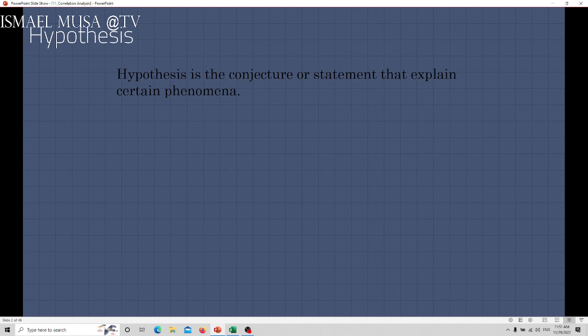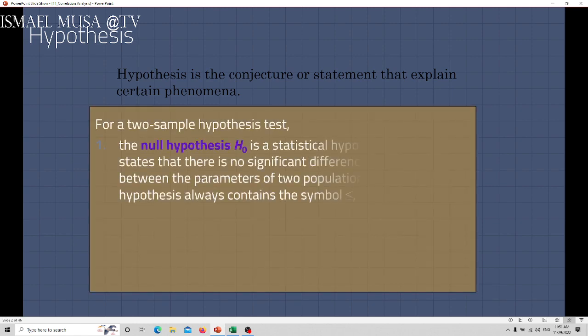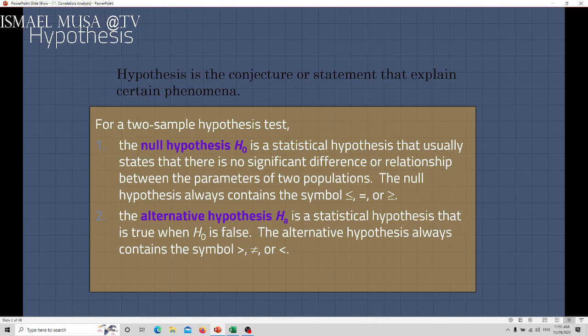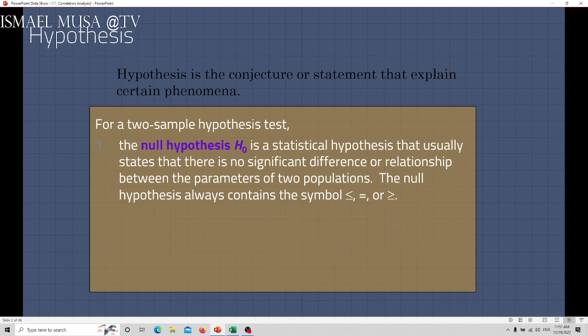Now, there are two types of hypothesis usually designed in statistical testing. For a sample hypothesis test, we have a null hypothesis and an alternative hypothesis. The null hypothesis, often denoted by H0, is a statement of what is being investigated. It is usually written in the negative form, such as characteristic X has no significant effect. Or we say there is no significant difference between the two variables under study. Or we say X has no significant relation with Y.